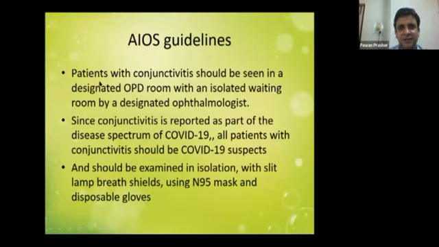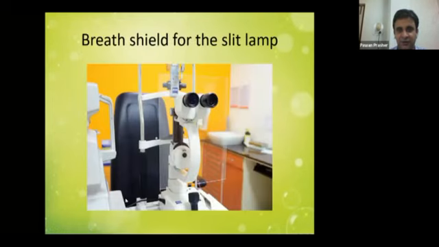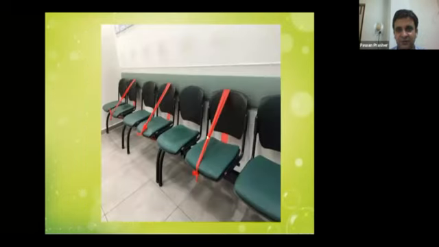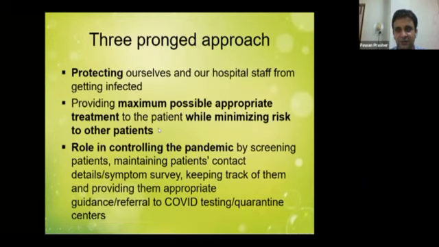Just in a nutshell, AIOS recommends that patients with conjunctivitis should be seen in a designated OPD room with an isolated waiting room by a designated ophthalmologist. And since conjunctivitis is reported as part of the spectrum of COVID-19, all patients should be treated as COVID-19 suspects, and they should be examined in isolation with slit lamp breath shields, N95 mask and disposable gloves. And I'm sure all of us are doing it right now. Just to show you a picture of the breath shield at the slit lamp, and obviously social distancing, it's a new terminology, but now all of us understand it very well.